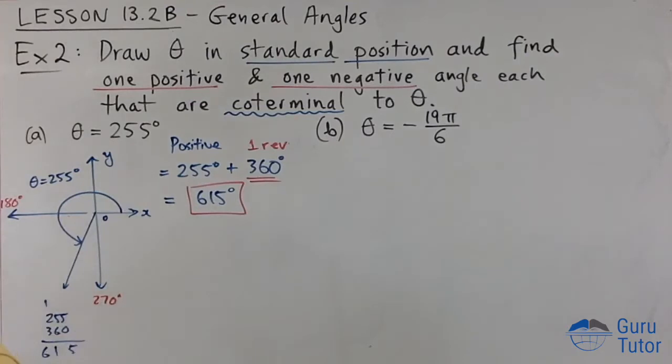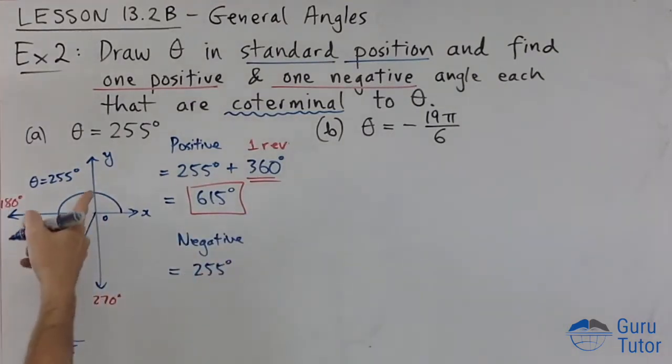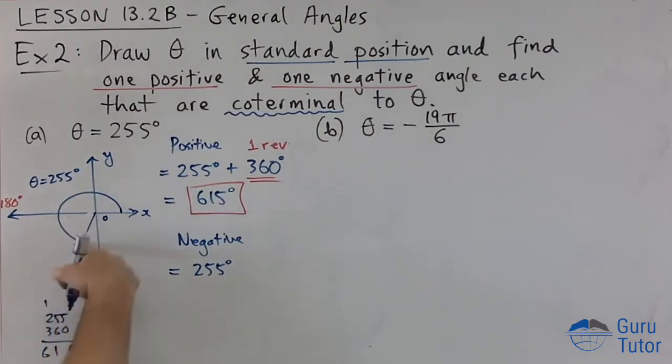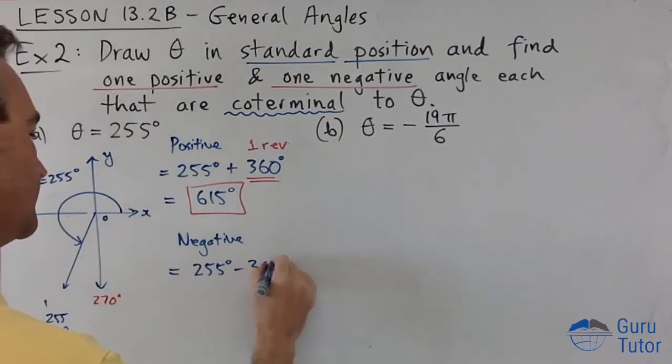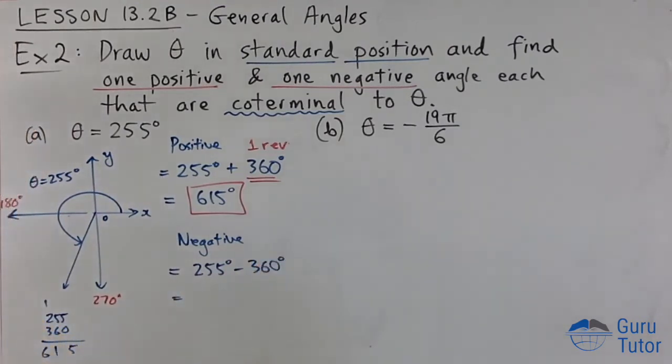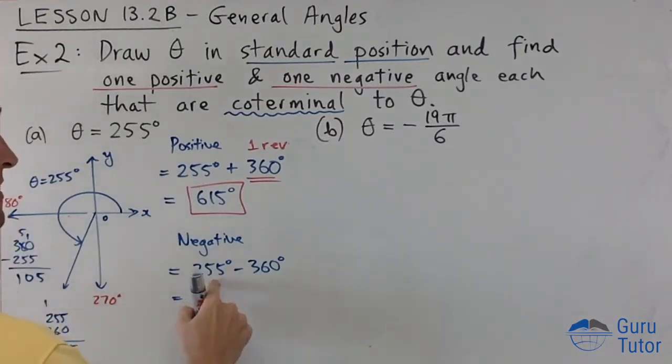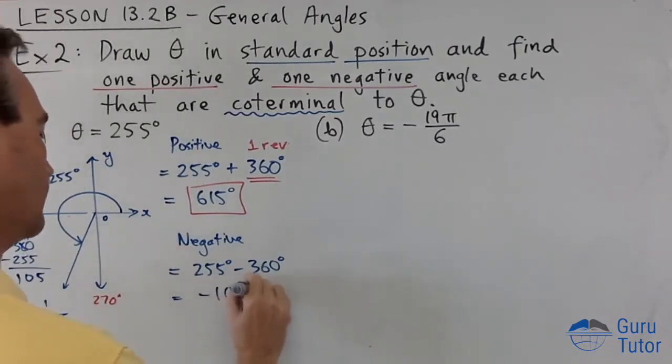What about a negative one? All right, so here we are at 255, and I want an angle that's negative and coterminal to this one. So I'm here. I'm just going to go backwards 360. Subtract 360. And what does that give us? 255 minus 360. We'll do 360 minus 255. That's 105. So this is going to be negative 105 degrees.